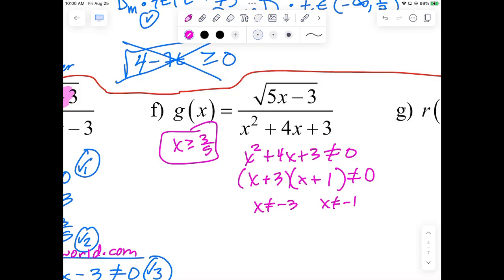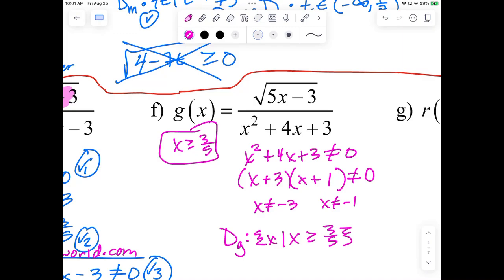But now again, we only need to exclude them in our final answer if they happen to be bigger than 3/5. Are either one of those bigger than 3/5? No. So they are already excluded by the demands of the radicand. We don't need to exclude them again, right? It's a non-issue essentially. So our final answer here would be the domain is the set of all x such that x is simply greater than 3/5.